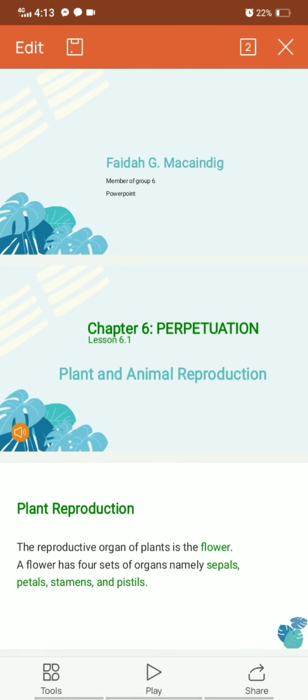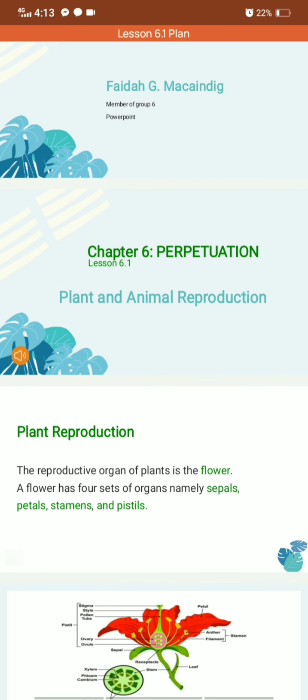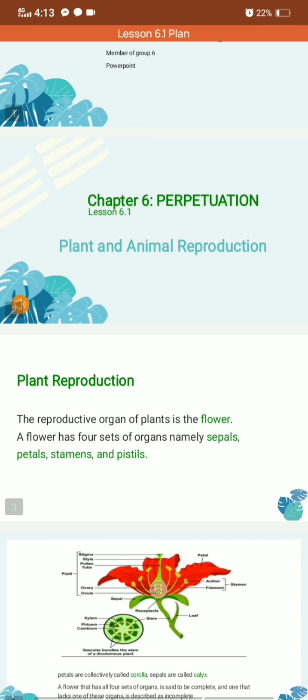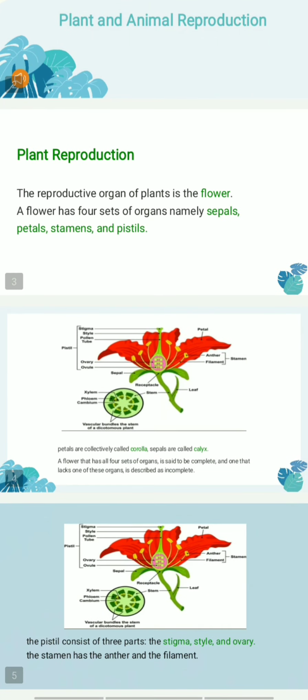So today we're going to discuss plant and animal reproduction. Plant reproduction. The reproductive organ of plants is the flower. The flower has four sets of organs, namely sepal, petal, stamen, and pistil. Petals are collectively called corolla.